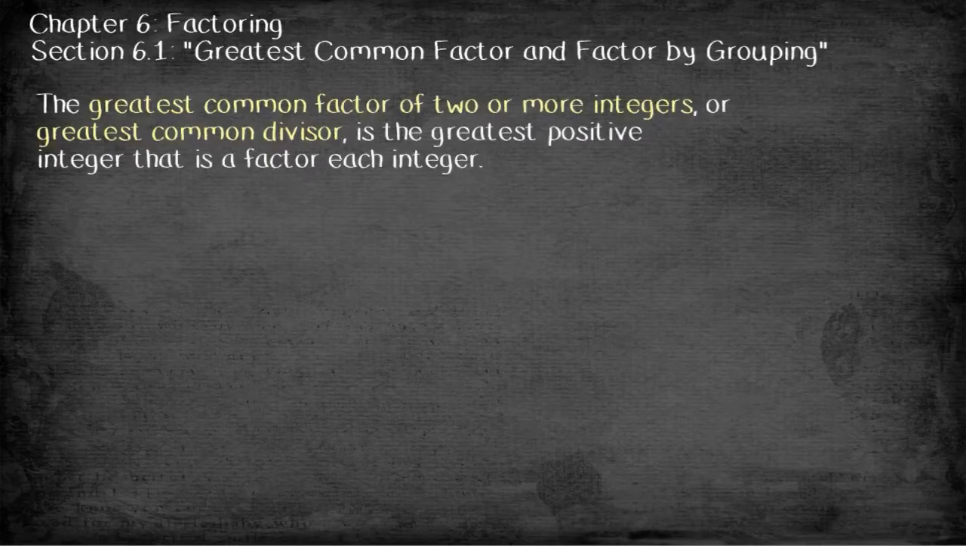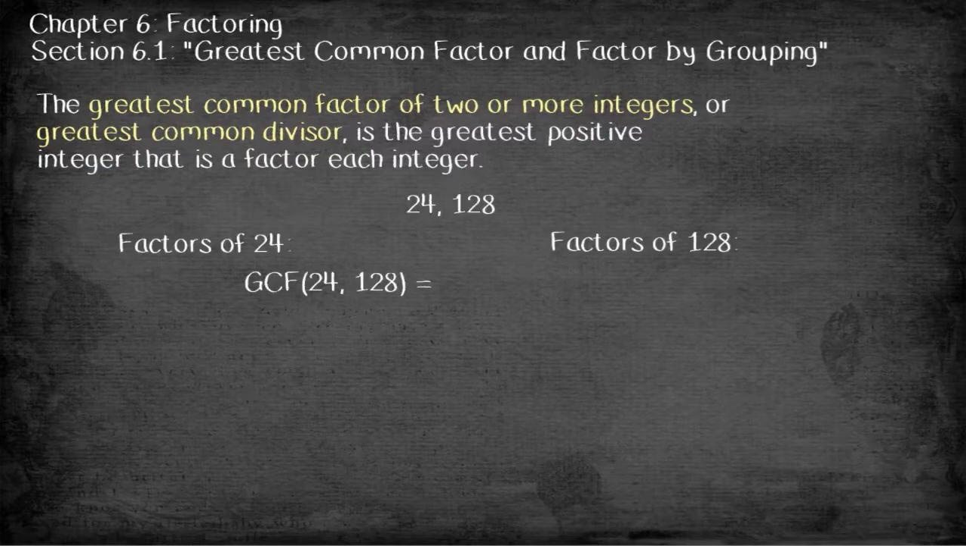Now a little bit about greatest common factor. So the greatest common factor of two or more integers is the greatest positive integer that is a factor of each integer. So what we do is we look at an integer and we break it into its integer factors. And when we have two of them, we can compare which ones they have in common. The GCF, greatest common factor, is the greatest of all of those.